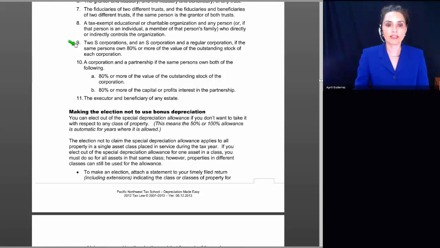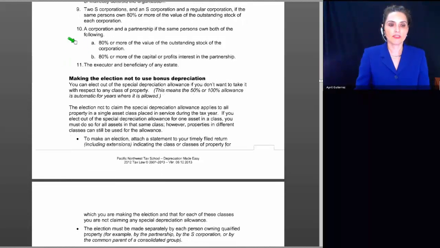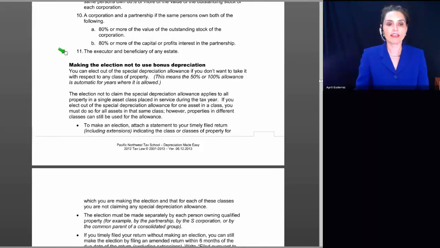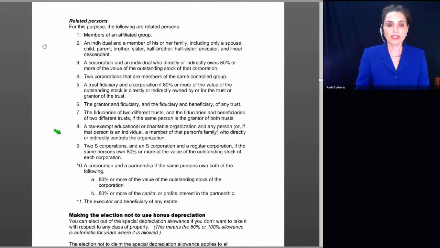2 S corporations and an S corporation and a regular corporation if the same person owns 80% or more of the value of the stock in each. A corporation and a partnership if the same persons own both of the following: 80% or more of the value of the outstanding stock in the corporation, or 80% or more of the capital or profit interest in the partnership, and finally the executor and beneficiary of any estate. So in other words, if any of the following own the property that you're making that leasehold improvement to, then it won't be considered to be 15-year property, it'll be considered to be 39-year property.